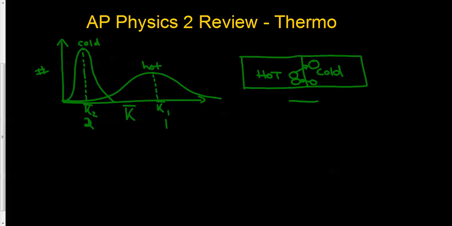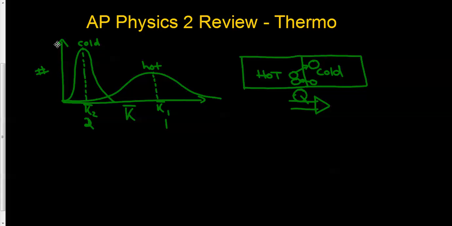So what we see is that there is a net flow of energy, which we call heat, that is going from the hot to cold. So in general, what we say is that the temperature, the average kinetic energy, flows from the hot object to the cold object.